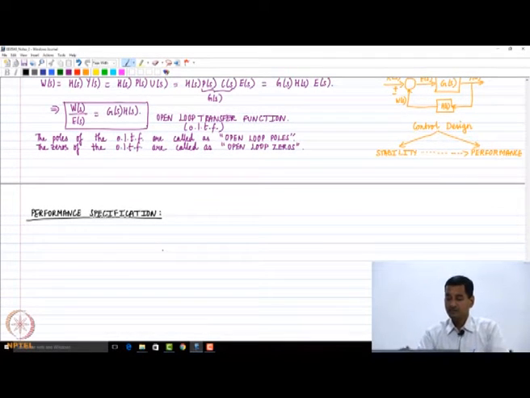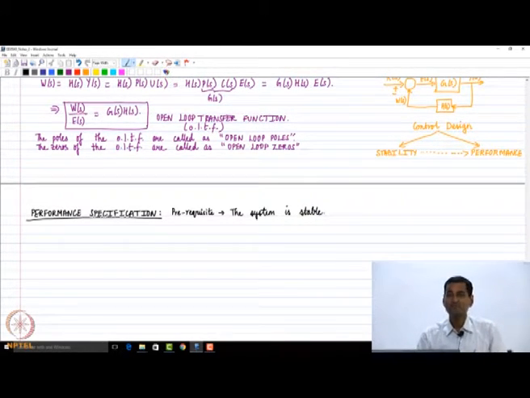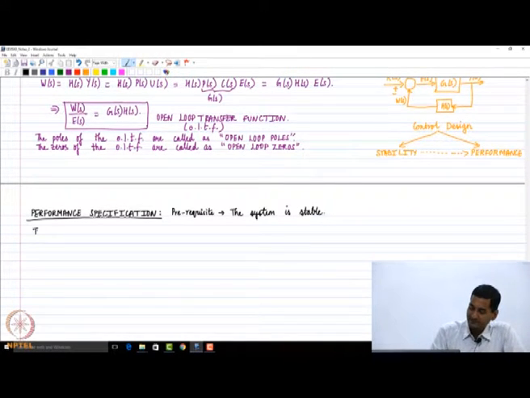So typically the prerequisite is that the system is stable. That's why I discussed stability first, because without stability there is no point in discussing performance. As a prerequisite, I can only do performance analysis of those systems that are stable to begin with.